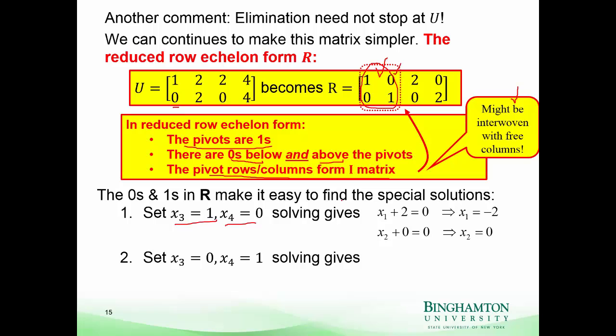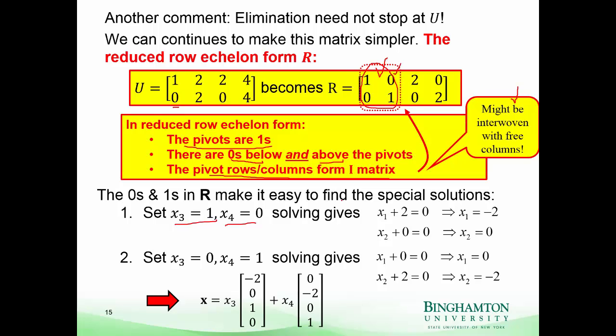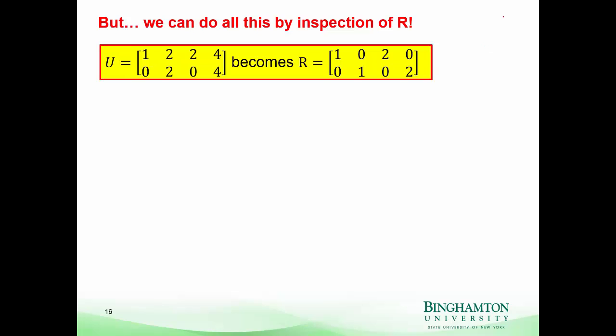And setting them the other way and solving gives us that solution. And then we saw that we could combine those to get our final solution. So that's what we just did. And I'm just pointing this out to show the usefulness of this reduced row echelon form for solving these equations. But it's actually even better than that, because we can do all of this by inspection of R. We don't have to actually write out equations and even solve them.